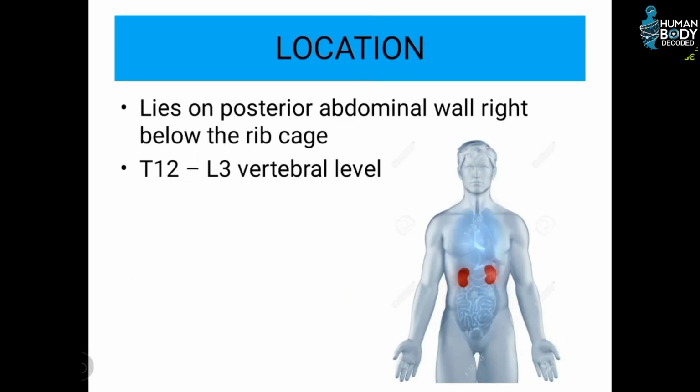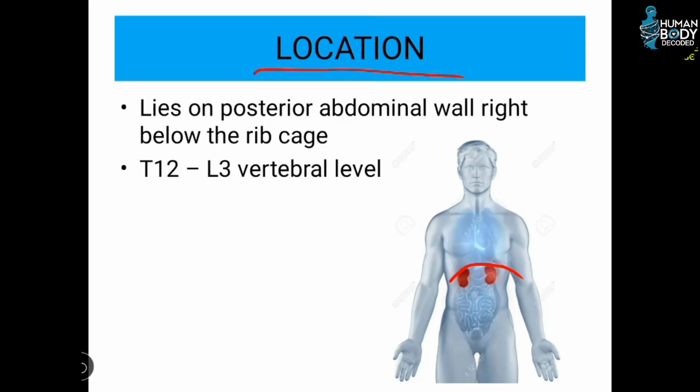Now, let's discuss the location of the kidney. You can see a diagram in front of you, and the kidneys are marked in red. There is a muscle in our body called the diaphragm. The area above the diaphragm is called the chest, and the area below it is called the abdomen.